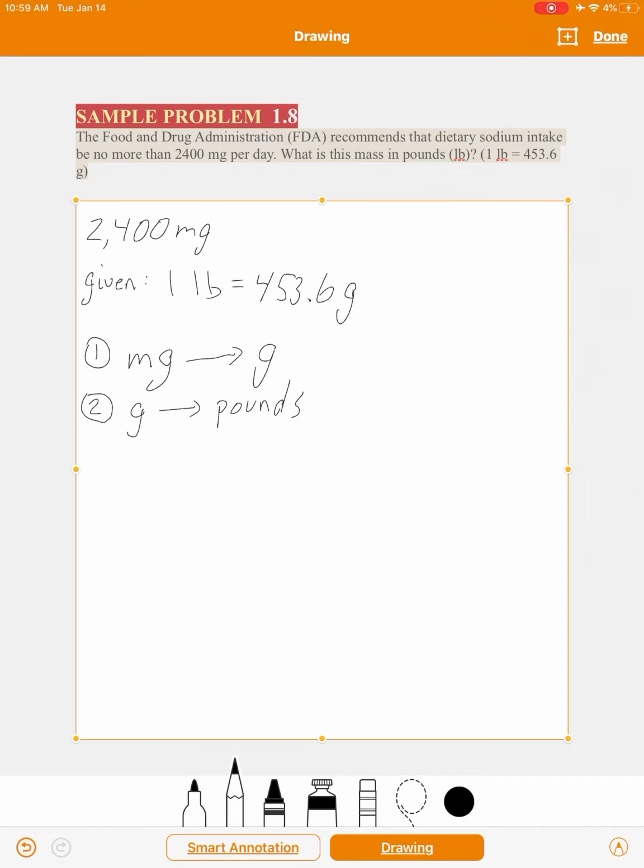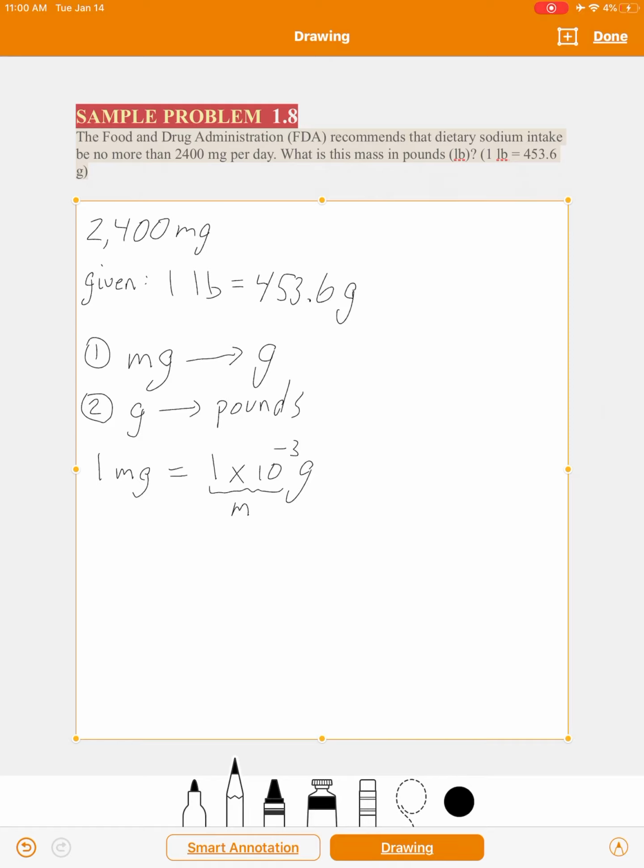What I'm going to do is I'm going to write in the first step that 1 milligram is equal to 1 times 10 to the minus 3 grams. So what I've done is I've said that milli is 1 times 10 to the minus 3. So 1 milligram is 1 times 10 to the minus 3 grams. Okay, there's our conversion factor there.